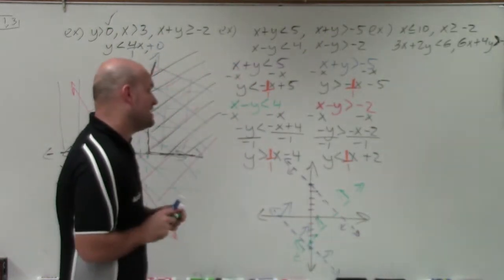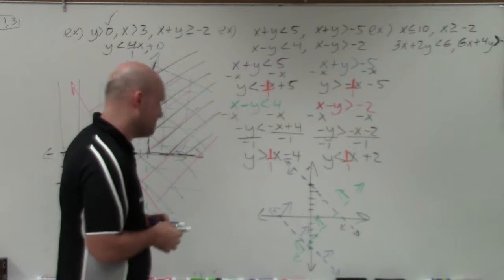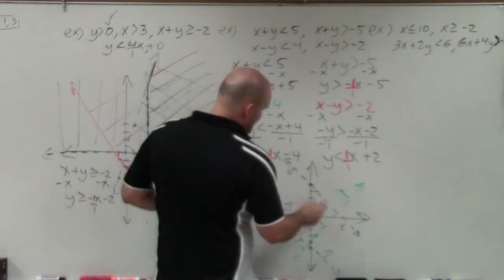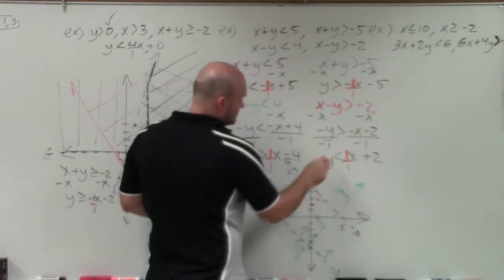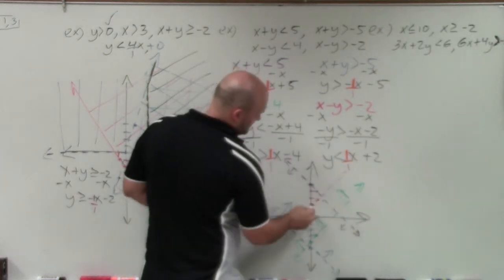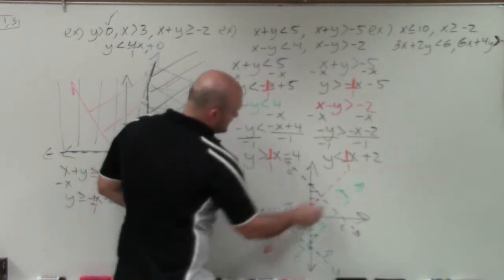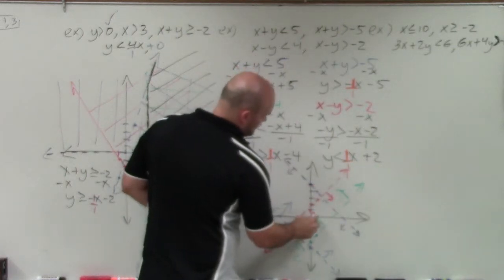OK? And then my last one is y is less than positive 2. That's my red, so I go up to 2. That has the same slope as my green, up 1 over 1. It's less than, so it's a dashed line. And since that's less than, that's going to be below.